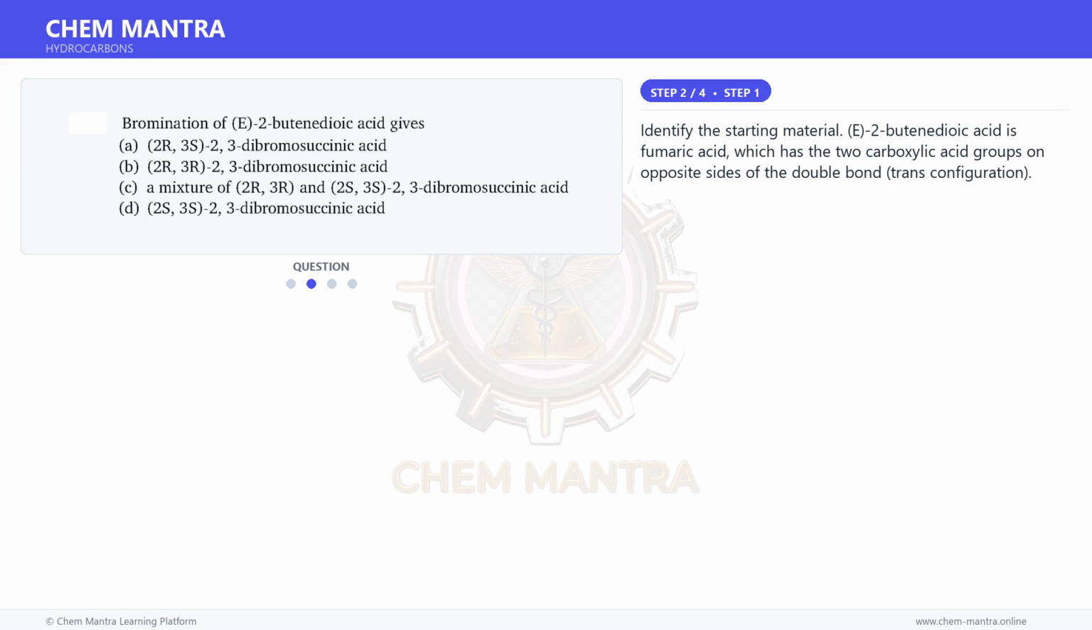Moving on to the next step. Identify the starting material. 2-butenedioic acid is fumaric acid, which has the 2 carboxylic acid groups on opposite sides of the double bond, trans configuration.